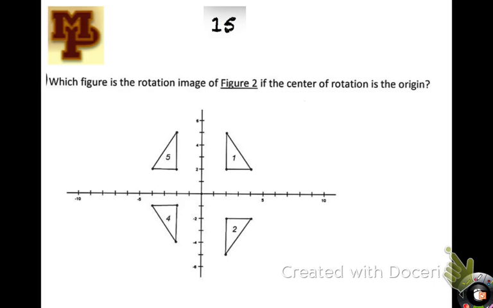Okay, which figure is the rotation image of figure 2? The question is basically, if we took this image and rotated it with the origin as the center of rotation, which figure could it be? For this one we kind of have to picture spinning it around, like with patty paper. If you need to do that to help visualize it, that would be great. If you picture this image being rotated 180 degrees from where it is now, it would end up here. This is the only image that has the correct orientation. All the other ones are off, because the other sides of the triangle aren't going the right direction if it's spun around the origin. So this is the one.